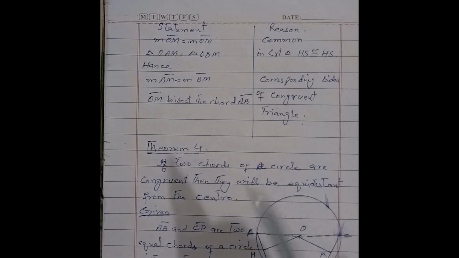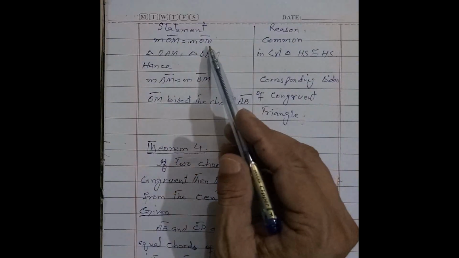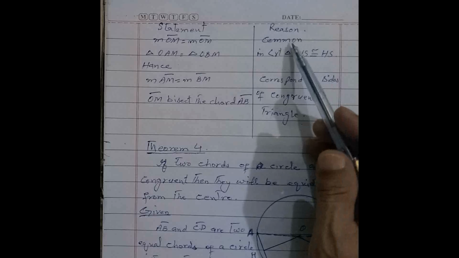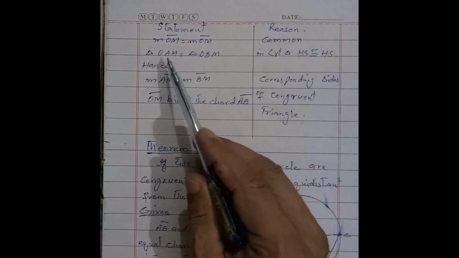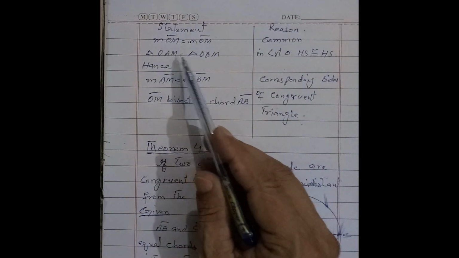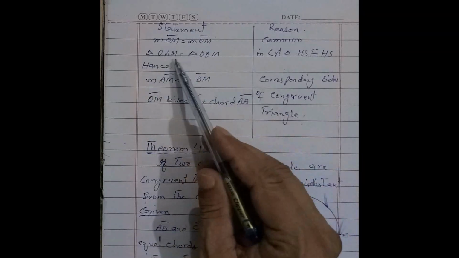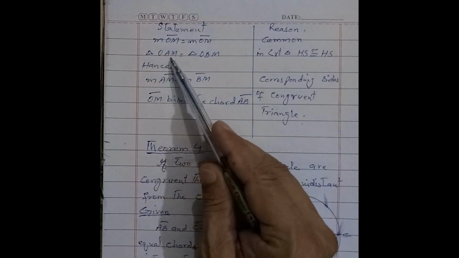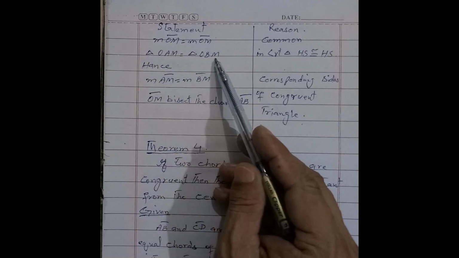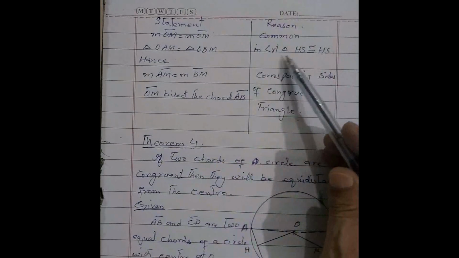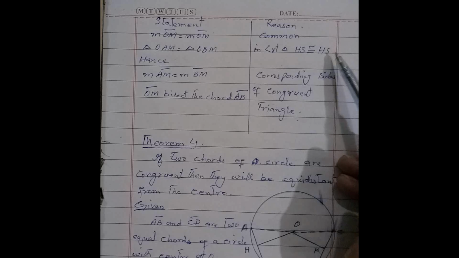And the next is OM is equal to OM, which is common, in triangles OAM and OBM. Then triangle OAM is congruent to triangle OBM. Right angle triangles, both are equal.